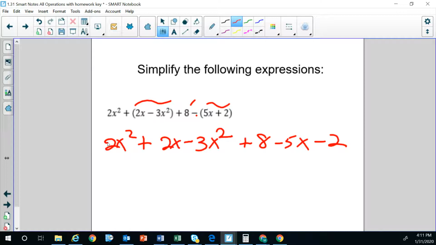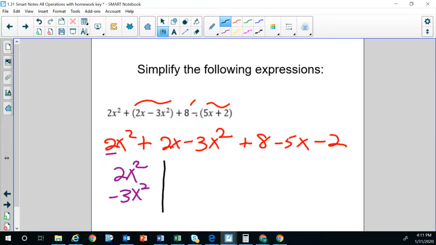Now, the next thing I'm going to do is to group like terms. I like to use the column method, right? It makes things clear. So the term with the highest exponent in this expression is the x squared. So we have a 2x squared, okay? And then I also have a negative 3x squared. So those two terms have the highest exponent. There are no more, so I'm going to move on to my next term.